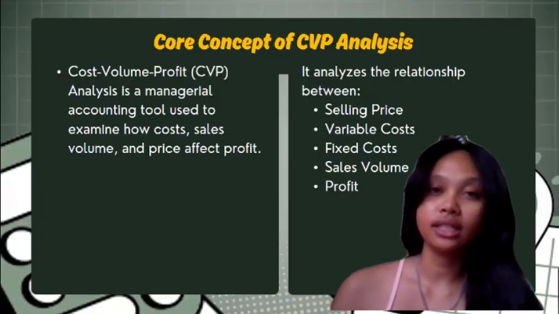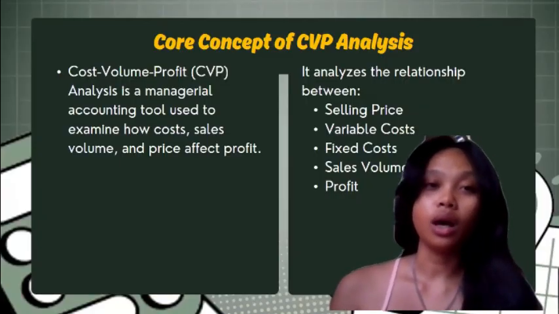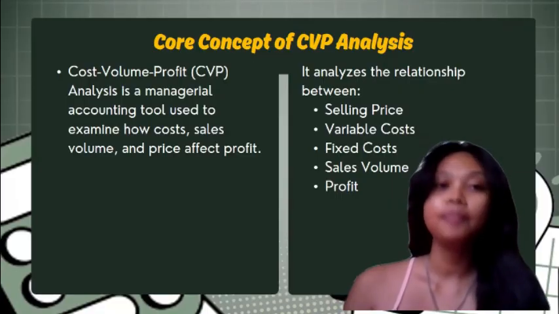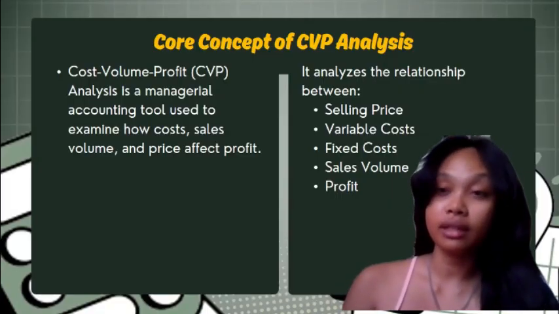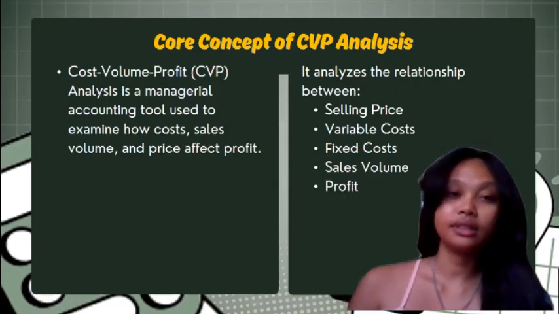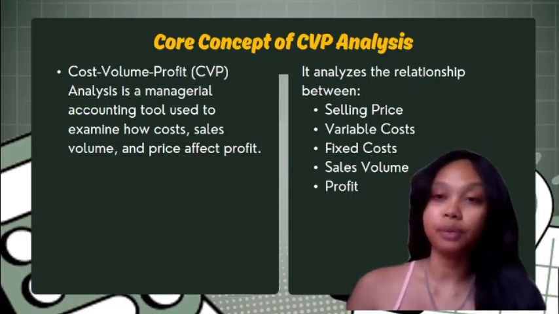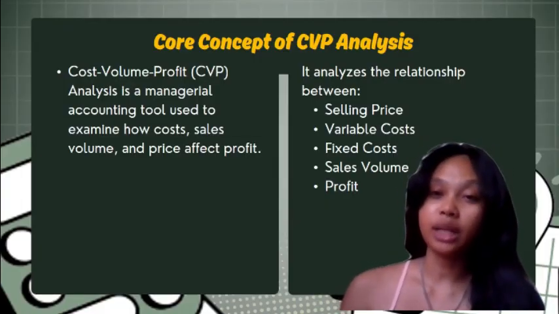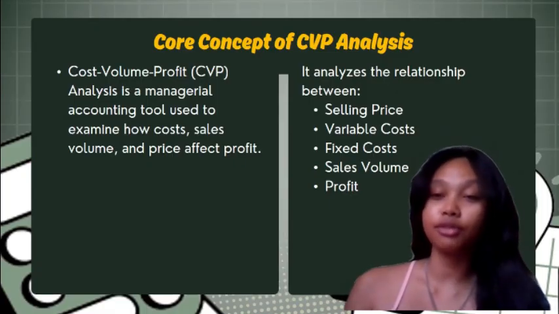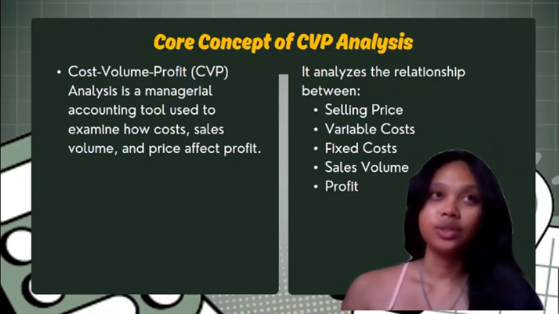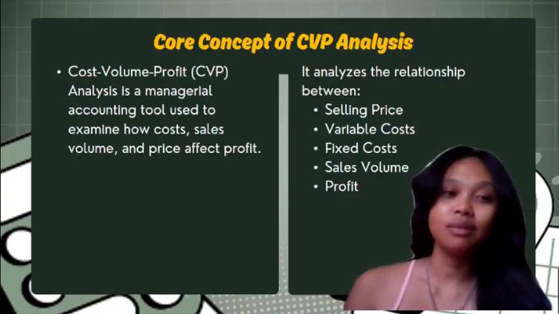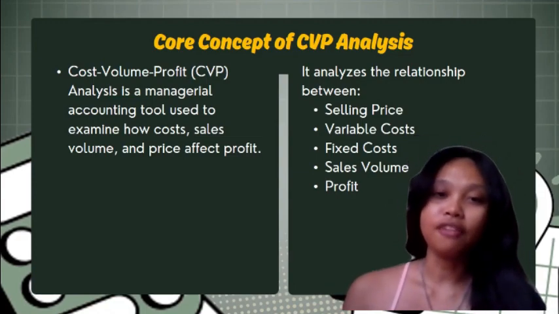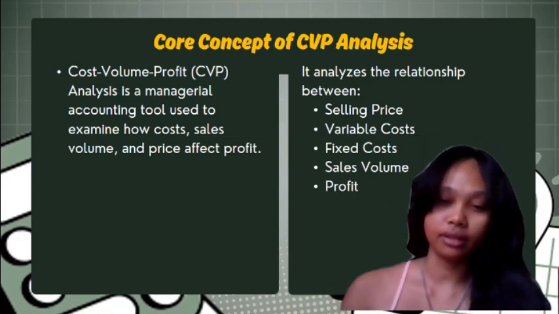We have the core concept of CVP analysis. CVP, or the cost volume profit analysis, is a managerial accounting tool used to examine how cost, sales volume, and price affect profit. It analyzes the relationship between selling price, variable cost, fixed cost, sales volume, and profit. In simple terms, CVP helps answer how many units we must sell to avoid losses or reach the target profit.